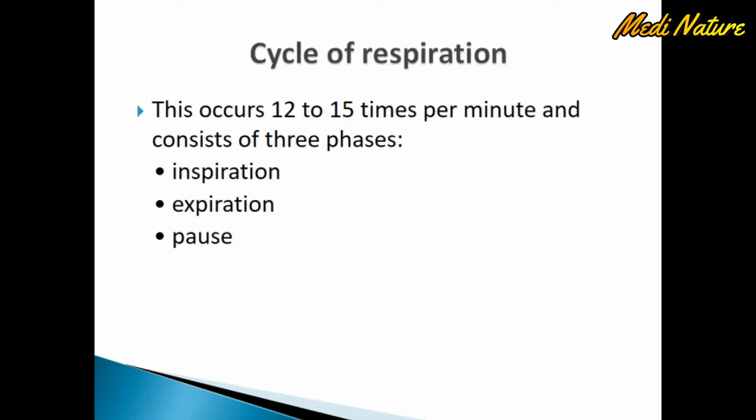Breathing or ventilation occurs in cycles of respiration. 12 to 15 cycles of respiration can occur per minute. And a cycle of respiration consists of three phases: inspiration, expiration, and pause. Inspiration is movement of air into the lungs. Expiration is movement of air out of lungs.